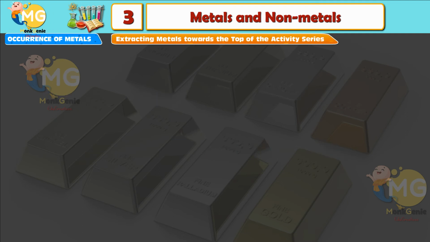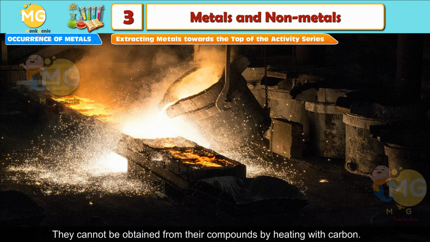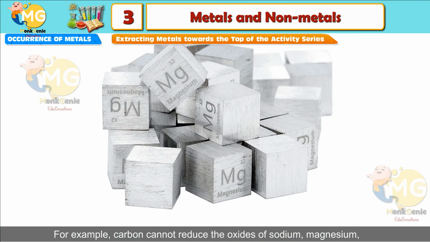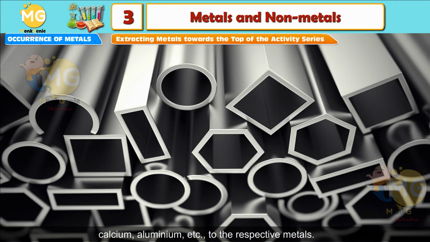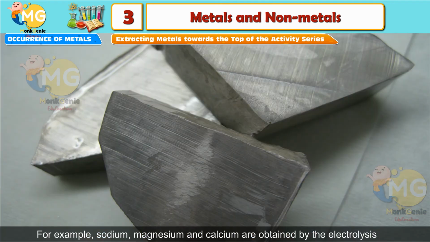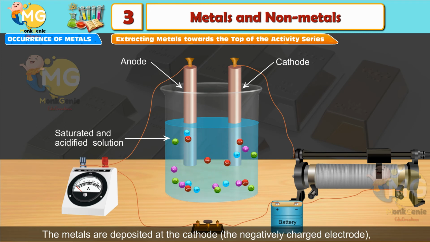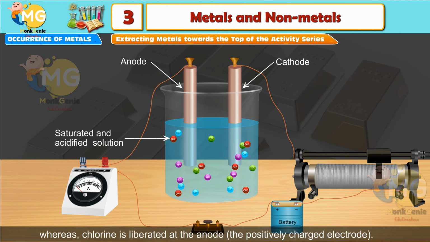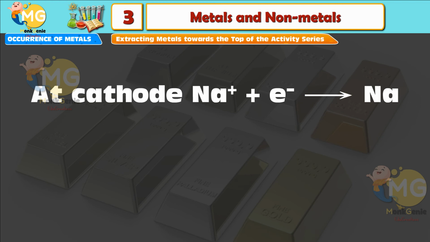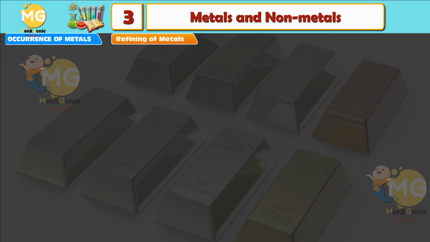Extracting metals towards the top of the activity series. The metals high up in the reactivity series are very reactive. They cannot be obtained from their compounds by heating with carbon. For example, carbon cannot reduce the oxides of sodium, magnesium, calcium, aluminium, etc. to the respective metals. These metals are obtained by electrolytic reduction. For example, sodium, magnesium and calcium are obtained by the electrolysis of their molten chlorides. The metals are deposited at the cathode, the negatively charged electrode, whereas chlorine is liberated at the anode, the positively charged electrode. The reactions are: at cathode, Na+ + e− → Na; at anode, 2Cl− → Cl2 + 2e−.